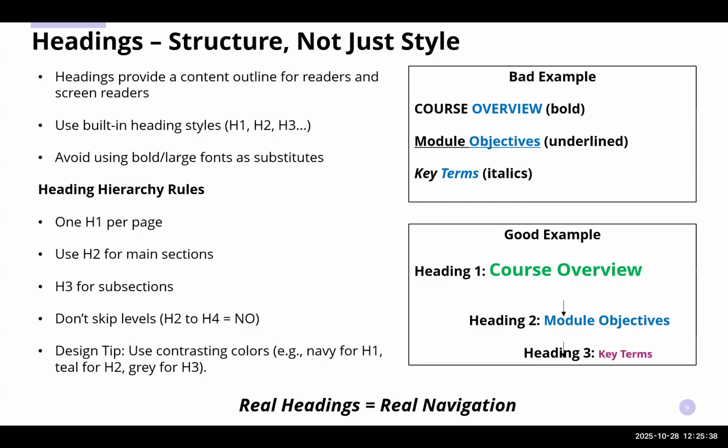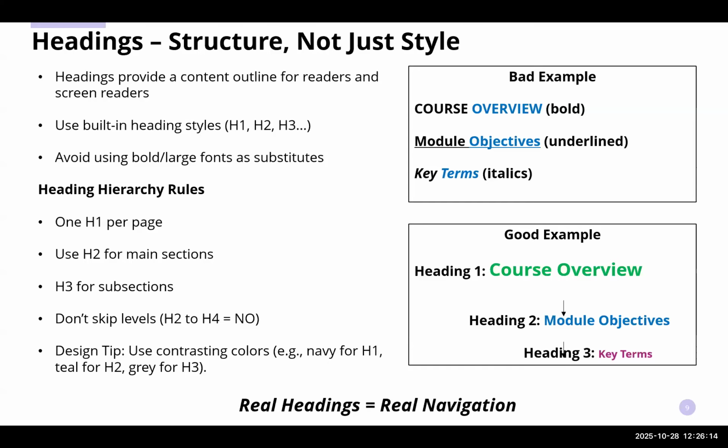You should always use the built-in heading styles like Heading 1, Heading 2, Heading 3, etc. from Word, PowerPoint, or Canvas instead of bolding or underlining the text, or even just increasing the font size, because that just changes how it looks visually, but it does not tell assistive technology what that text actually is. So when you use the built-in heading styles, screen readers and other tools can recognize the hierarchy.